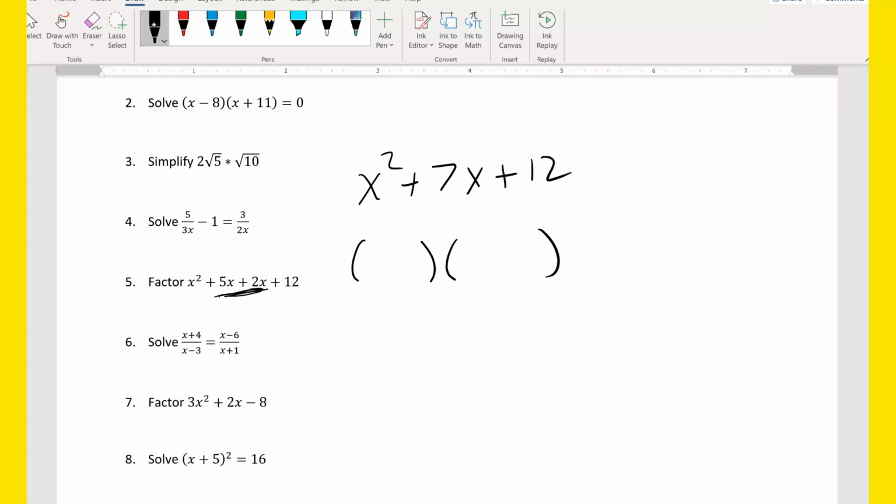Remember how to factor a trinomial? These two things have to multiply to get the x squared, so that's x and x. These two things have to multiply to get 12 and add to get 7. So that's going to be positive 4 and positive 3. And that's it. It's factored.